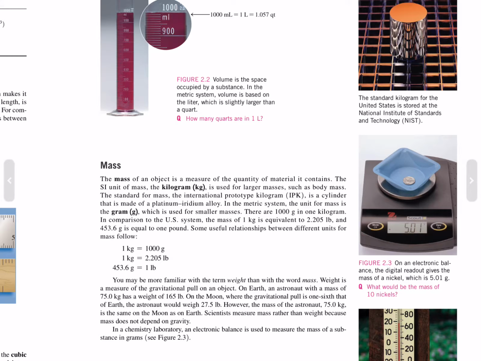You may be more familiar with the term weight than the word mass. Weight is the measure of gravitational pull on an object. On Earth, an astronaut with a mass of 75 kilograms has a weight of 165 pounds. On the moon, where the gravitational pull is 1/6 of the Earth's, the astronaut would weigh 27.5 pounds. However, the mass of the astronaut, 75 kilograms, is the same on the moon as on the Earth. Scientists measure mass rather than weight because mass does not depend on gravity. In a chemistry laboratory, an electronic balance is used to measure the mass of a substance in grams.